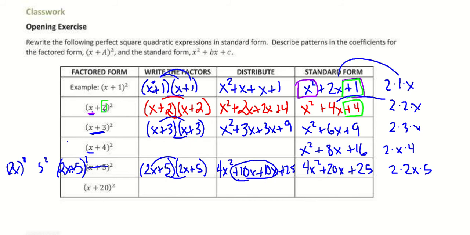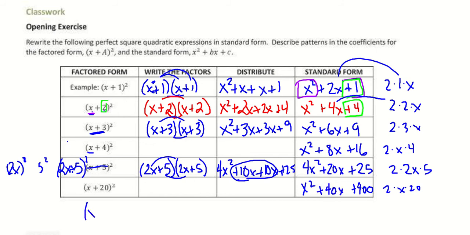So if we did x plus 20 squared, first term squared is x squared, the last term squared is 400. 20 times 20 is 400, okay? And then 2 times x times 20 is 40x, so plus 40x.